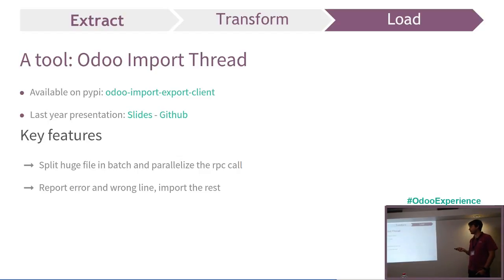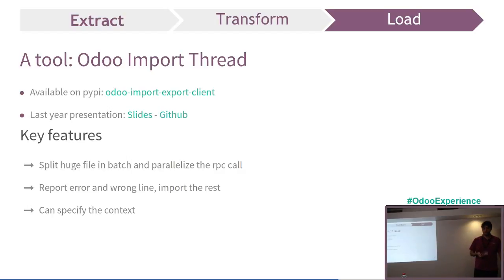It reports the error, the wrong line, and you get a report in a separate file, so you can really send to your client, "OK, this line was wrong, please fix this column." It's super useful. It imports the rest, so it's not like the wizard import, where you import 100,000 lines, and if one line fails, you have nothing in your database. So then, if everything is imported, you can only focus on re-importing what was missing.